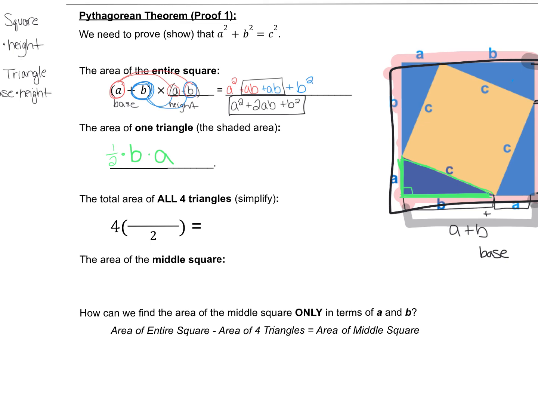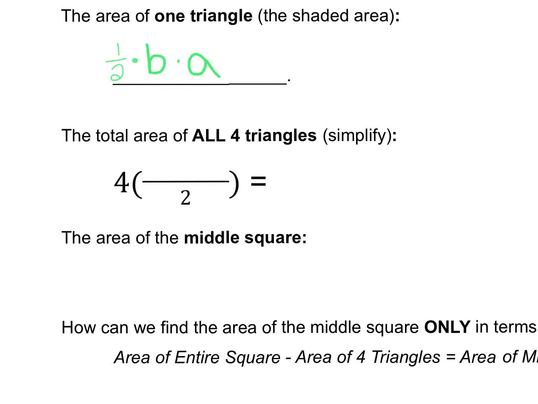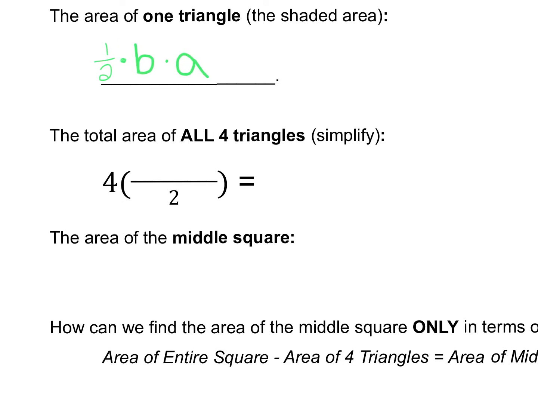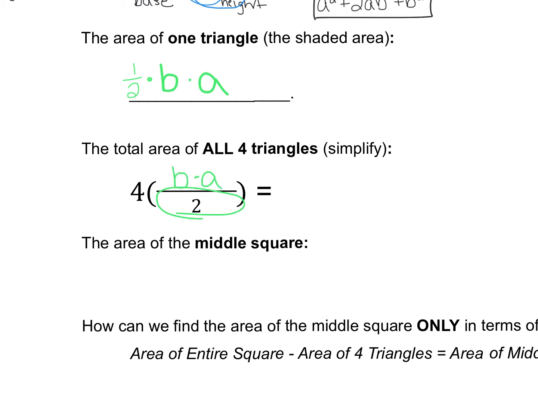Now I want all four triangles. If you see, there's four right triangles here, and they're all exactly the same. They have a B and an A as their legs. So all of those areas will be 1/2 base times height. To do that, we're going to combine them all. If there's four of them, I can multiply by 4. I already have the 1/2 right here, it's already in that formula for me. So I'm just going to take that B and that A and fill in that top part of the fraction.